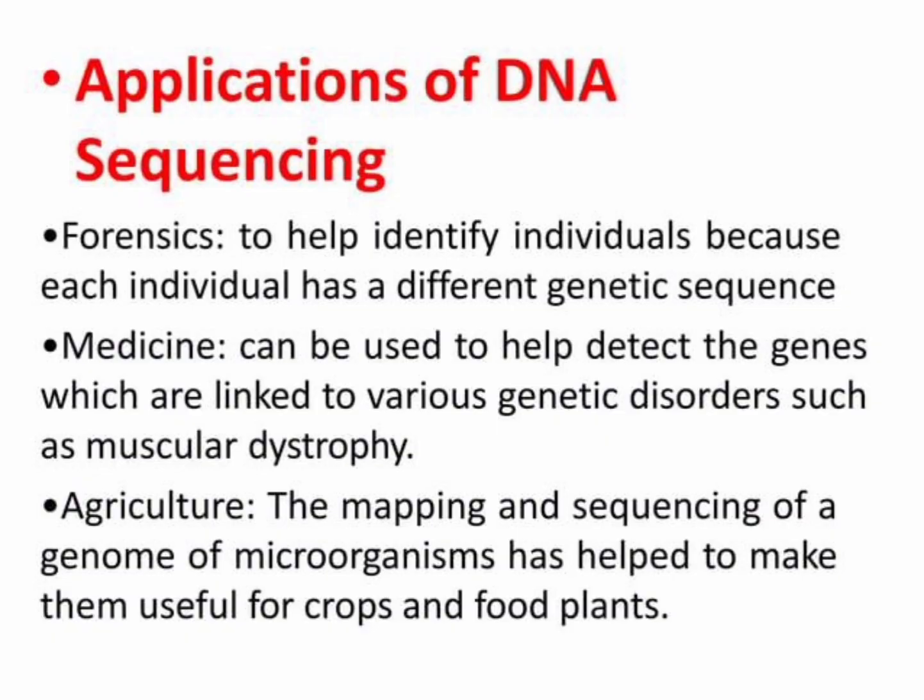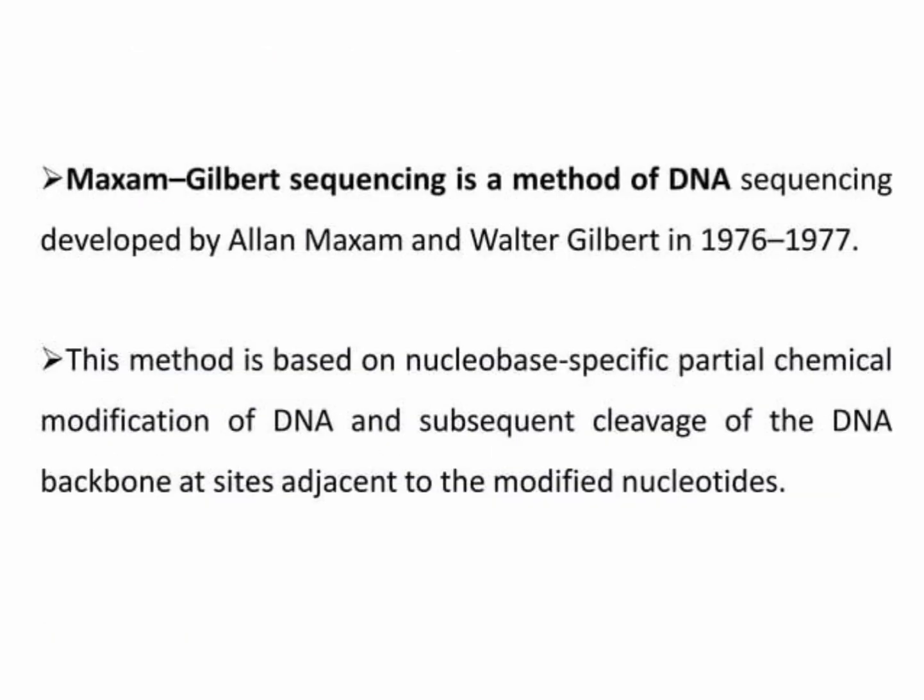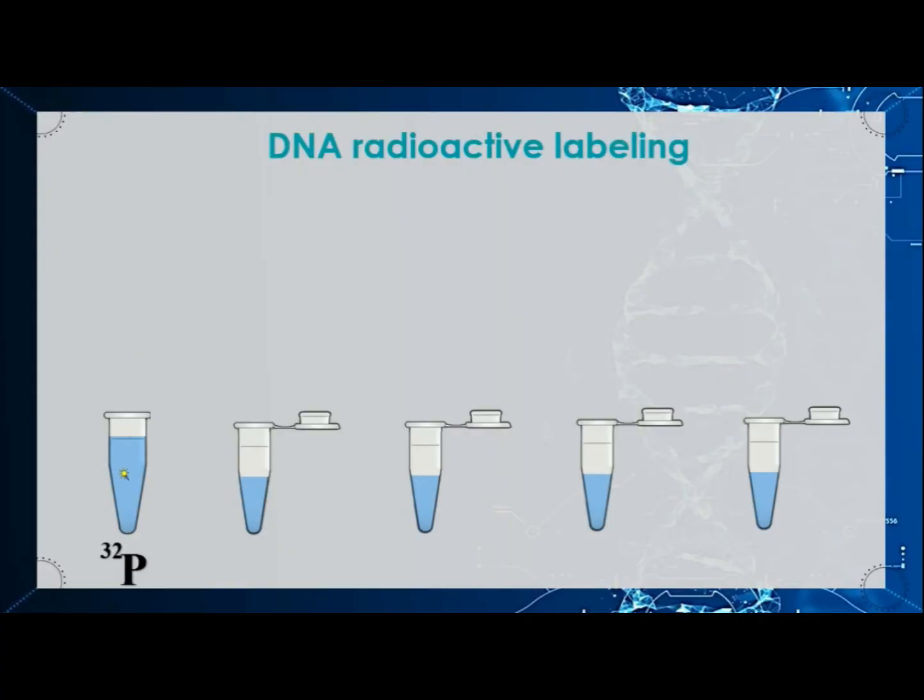Now, Maxam-Gilbert sequencing is a method of DNA sequencing developed by Allan Maxam and Walter Gilbert in 1976 to 1977. The method is based on the nucleotide-specific partial chemical modification of DNA and subsequent cleavage of the DNA backbone at sites adjacent to the modified nucleotides. A Maxam-Gilbert sequencing process summarization.